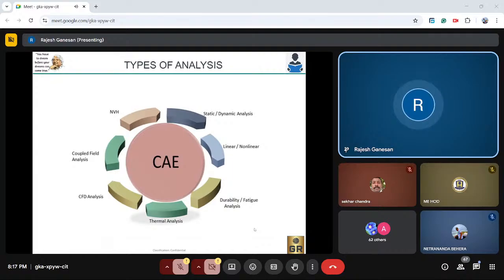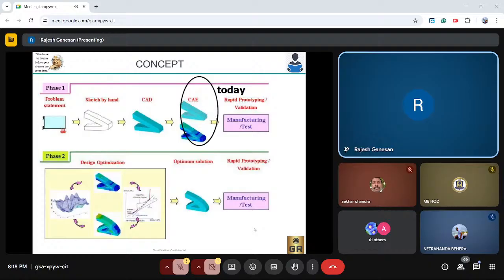We have different types of analysis. Here you can see static analysis, linear analysis, durability analysis, thermal analysis, CFD, meaning computational fluid dynamics analysis, coupled field analysis, and NVH, meaning noise and vibration analysis. These are the different types of analysis we use in CAE, that is computer-aided engineering. All of this is applicable for analysis.